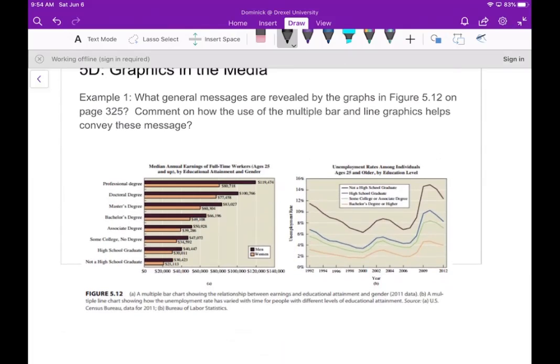So we want to say what general messages are revealed by the graphs in figure 5.12, which are these two graphs here on page 325. And we're going to comment on how the use of multiple bar and line graphics help convey these messages.